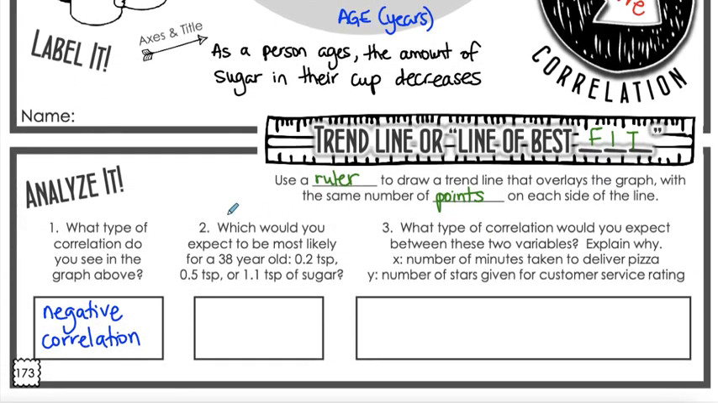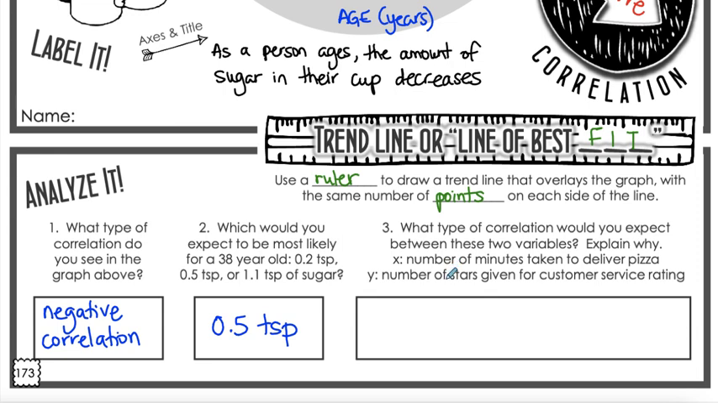So down here, I would say 0.5 teaspoons. Now, we were able to find that information from our line of best fit, and we're going to talk about something called interpolation versus extrapolation again later on in this week. All right. Now let's take a look at number 3.